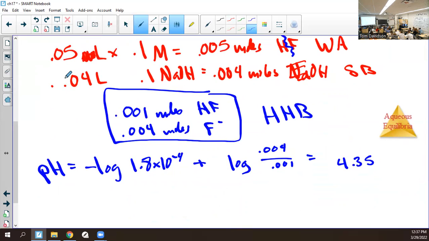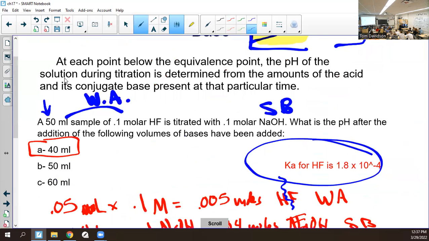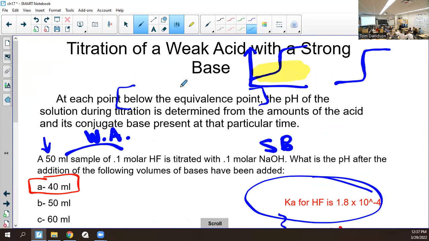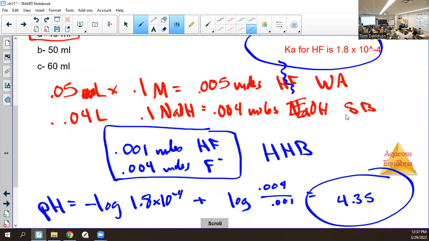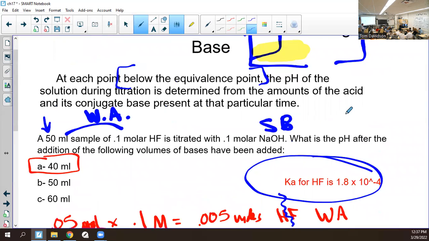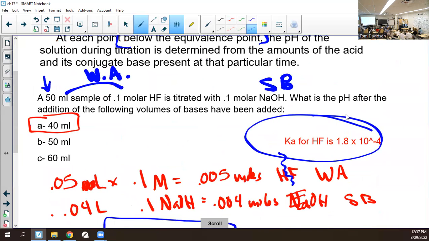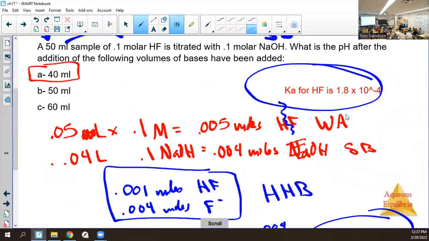So right here, below the equivalence point, should it be acidic? Yes, it was an acid that I'm adding base to. Before it's equal, it should be a number under 7, and it was. It's not real acidic because I have a weak acid. So this is a reasonable answer to my pH problem.